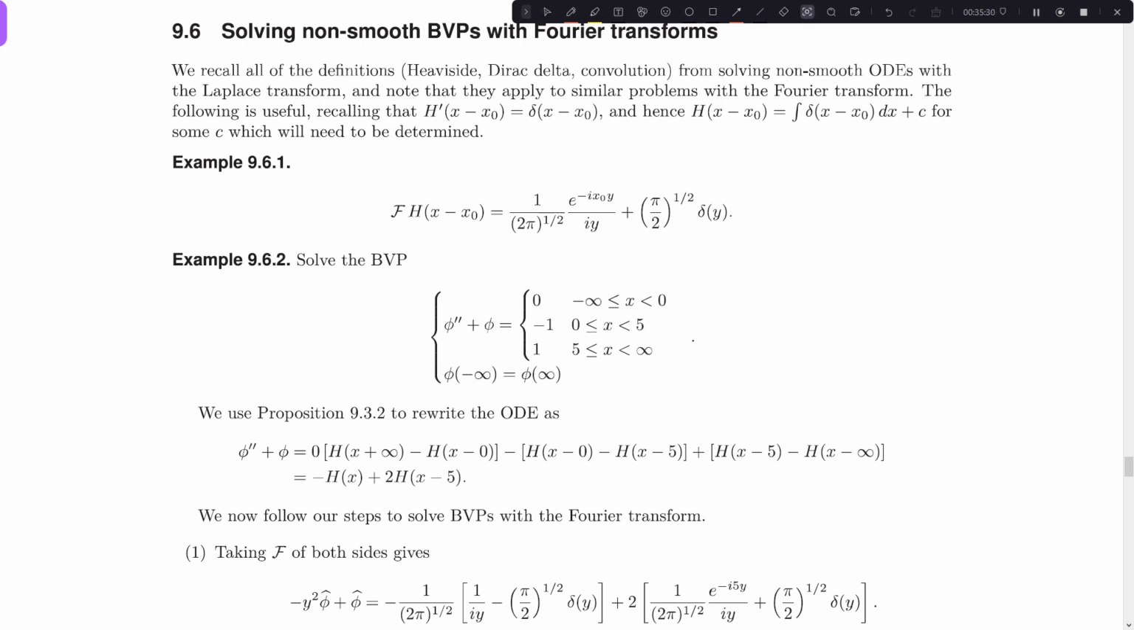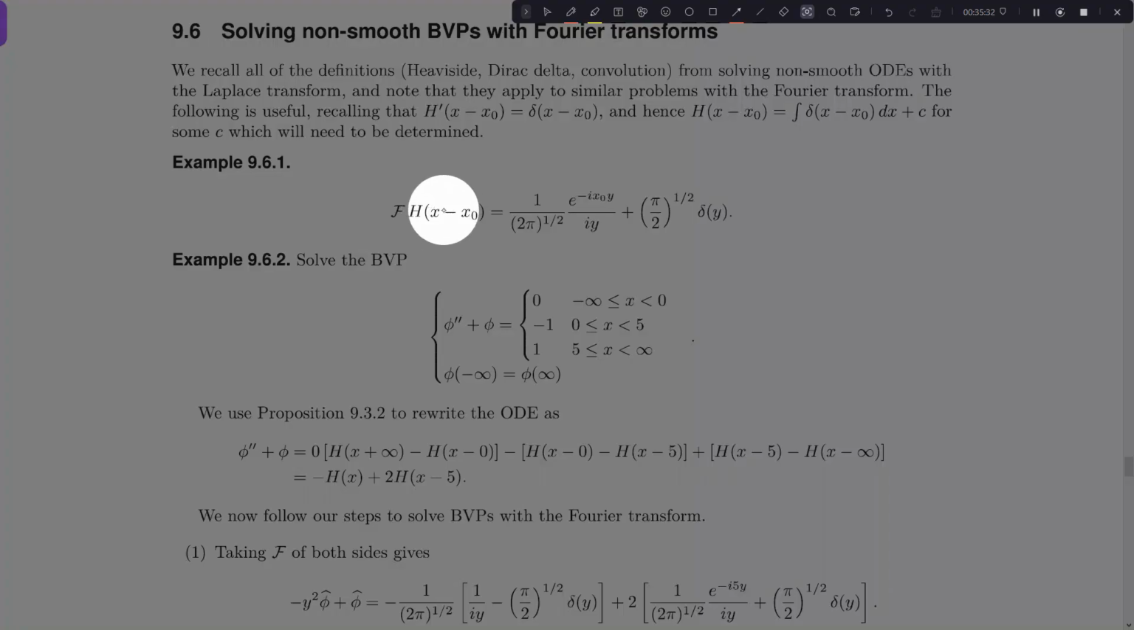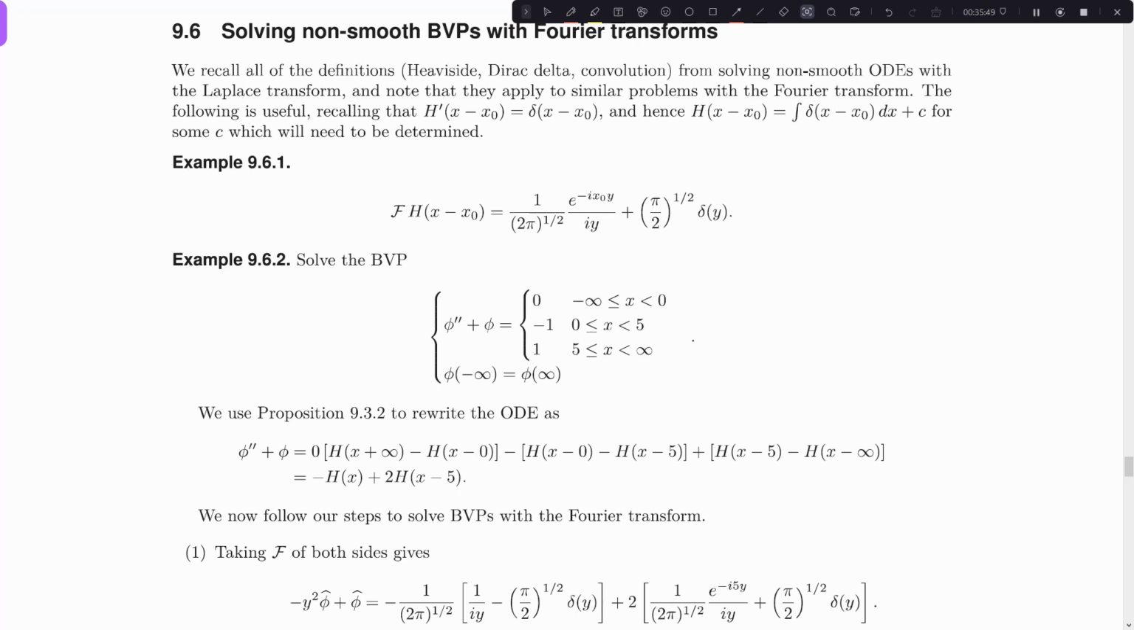So we have to start with this very, very lovely theorem that the Fourier transform of the Heaviside function is a shift divided by iy, and then you pick up a delta function right in the middle. So this is a really kind of weird thing to be happening, but we do have to use it when we incorporate our Heaviside functions, because they're necessary for representing these sorts of behaviors in non-smooth ODEs.